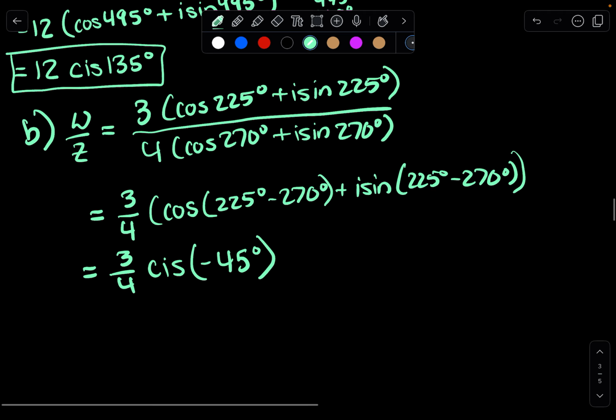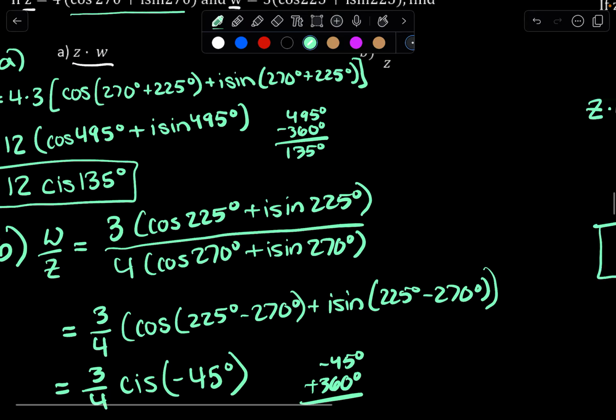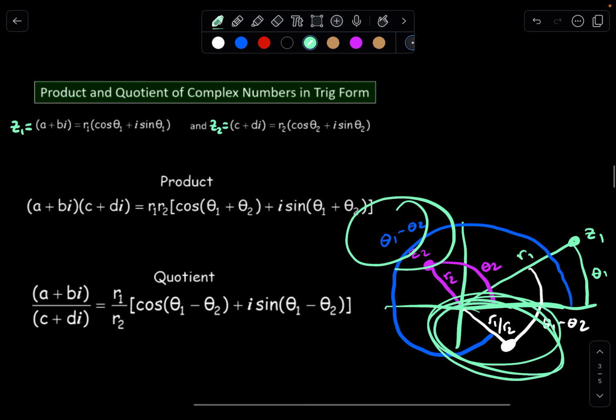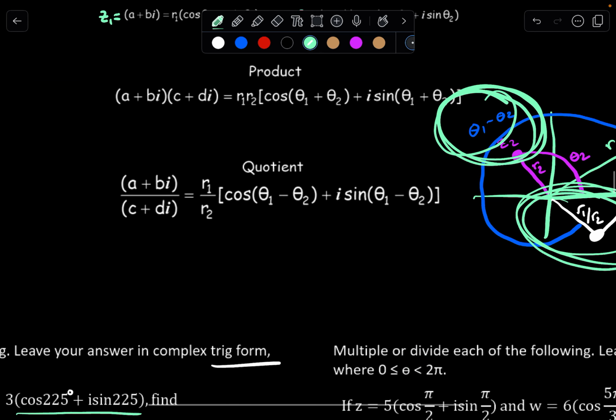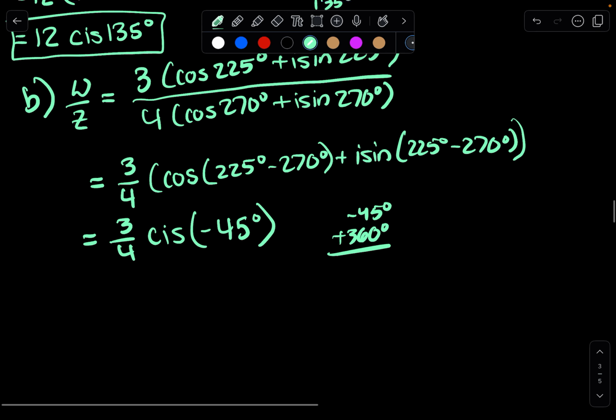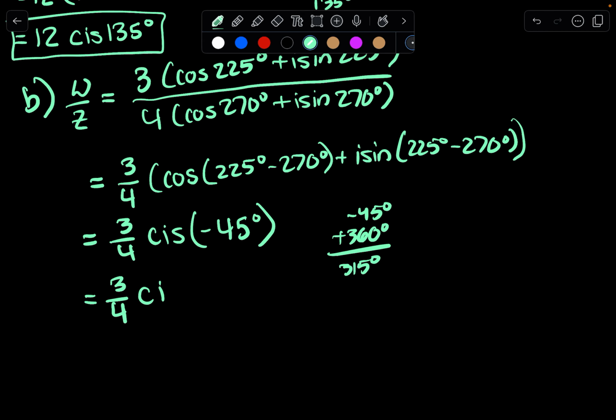So now, in order to stick with our domain restriction, we have to do negative 45 degrees plus 360 degrees. We want that coterminal angle so that we are within our domain restriction. And that's going to give us 315 degrees. So the quotient is going to be 3/4 CIS, 315 degrees.